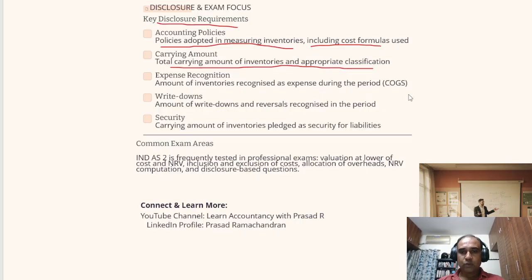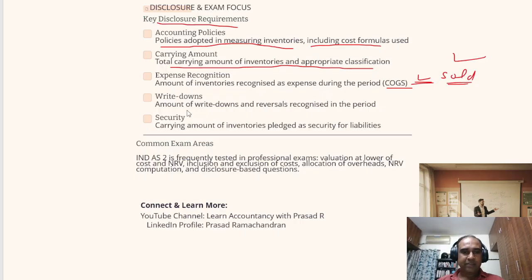Expense recognition. What does expense recognition mean, guys? Whenever an inventory is sold, that means an actual sale has taken place, the corresponding cost of the inventory has to be considered under cost of goods sold. So when revenue is recorded, the corresponding cost also has to be recorded as cost of goods sold, so that the revenue and the cost are both recorded in the same period.